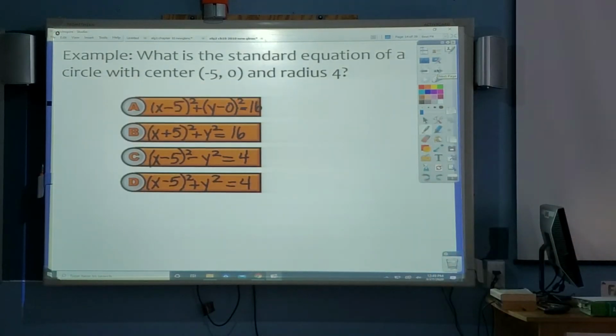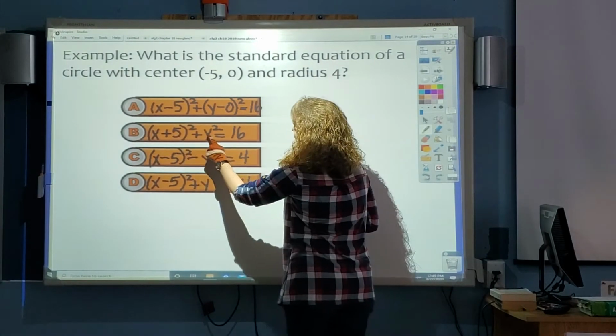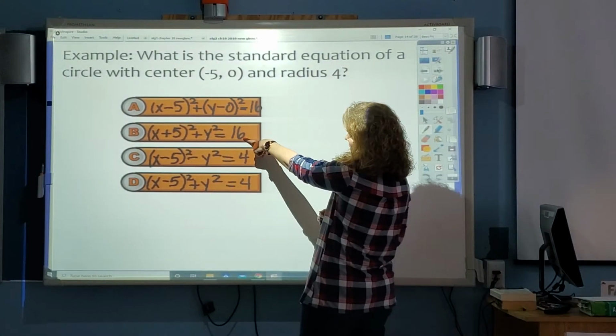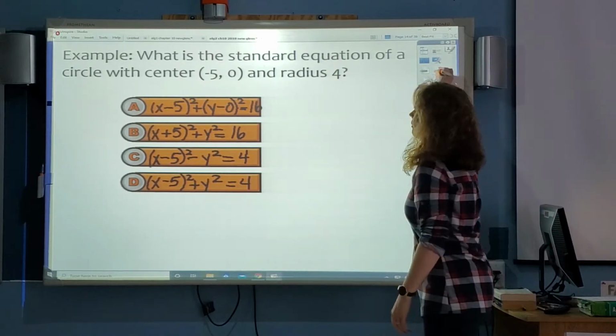Let's see if you can figure out from that equation choices which one has a center of -5, 0 and a radius of 4. I think it's B. I think it is B. It is -5, 0. Take the square root of that and you'll get your 4. So that is definitely the answer for that question.